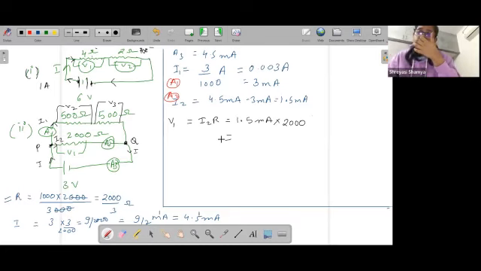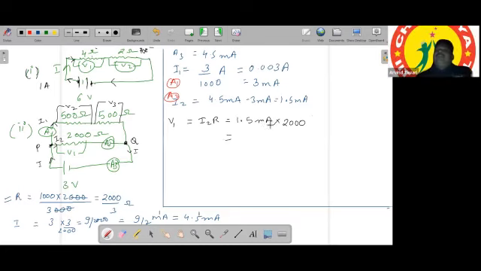Yeah. Okay, first of all, convert this milli to ampere: you need to multiply 1.5 by 10 to the power minus 3. It becomes ampere, and then multiply by 2000. So this can be written as 1.5 multiplied by 2, which will be equal to 3 volt. Okay, and you could directly get that since the points P and Q are connected to 3 volt. Therefore, V1 will also be 3 volt.